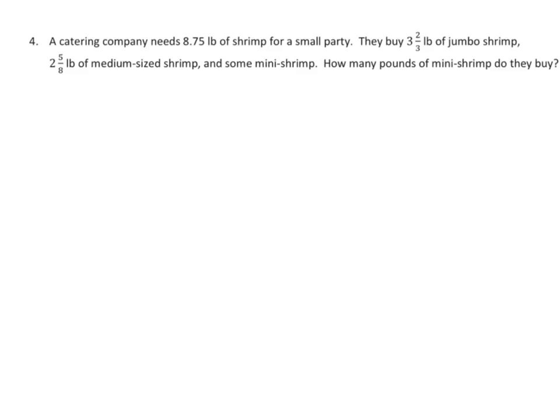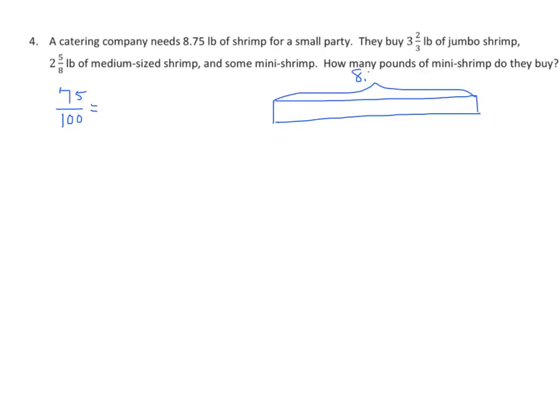And we have 7 5/100. So I'm going to just lay that out. We have 7 5/100. I think we can simplify that, don't you? Think quarters. Okay, after we've settled on what we're doing in terms of fractions, we'll make a tape diagram here now. Again, we know how much shrimp they need, so we know the whole, 8 7/75. We know that they buy 3 2/3 pounds of jumbo and 2 2/8 of medium. And we need to know how much the mini is. How much mini do they buy?